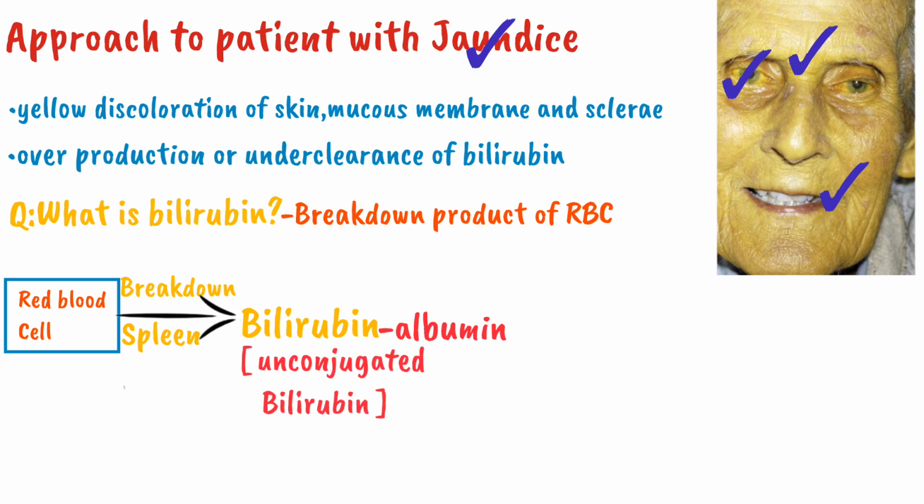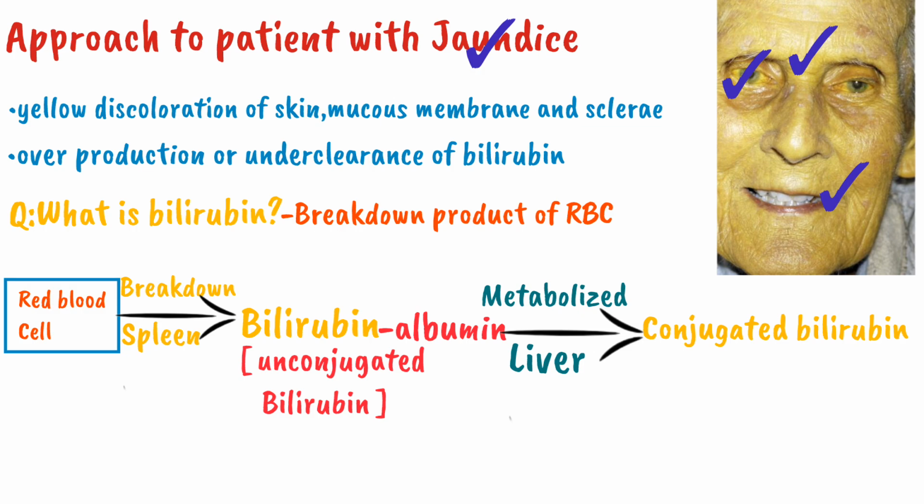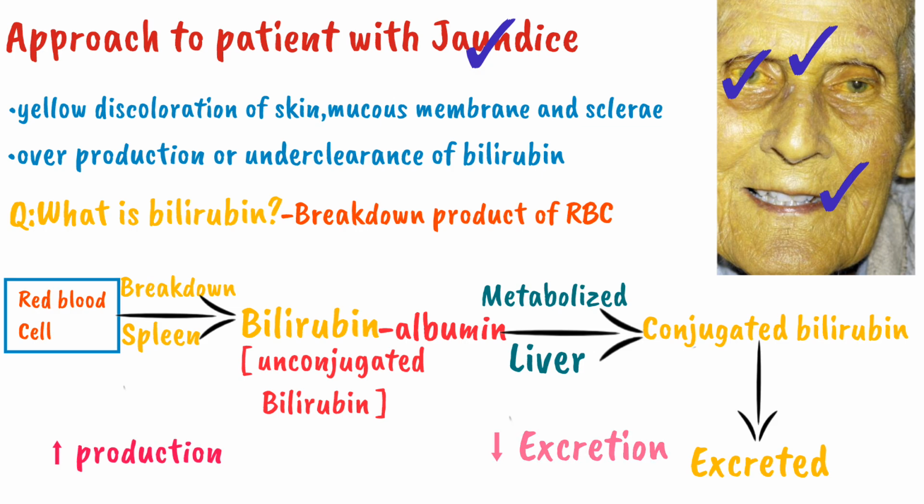This unconjugated bilirubin bound to albumin will be taken up by the liver. In the liver, it undergoes metabolism and is released in bile. The bilirubin which is released in bile after metabolism is called conjugated bilirubin, and this conjugated bilirubin is excreted in feces. Now, whenever there is either increased production or decreased clearance of bilirubin, it will lead to jaundice. So, how will we approach these diseases?